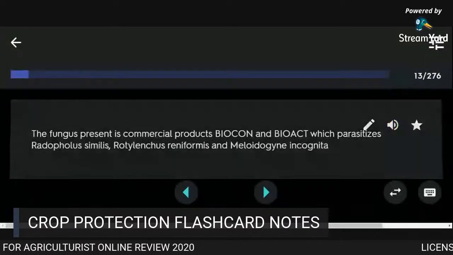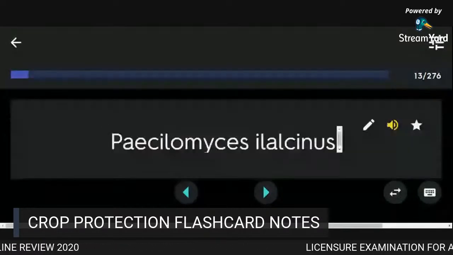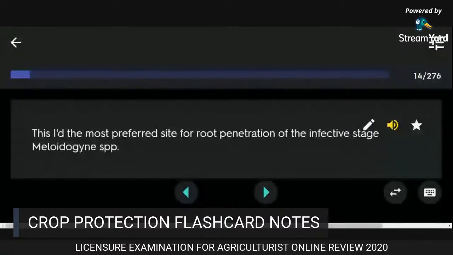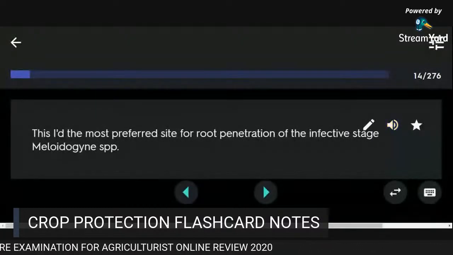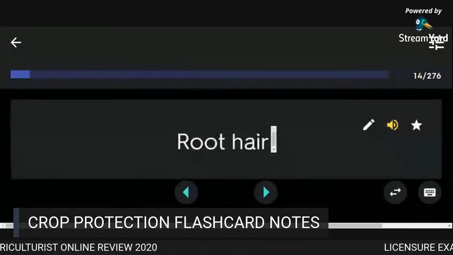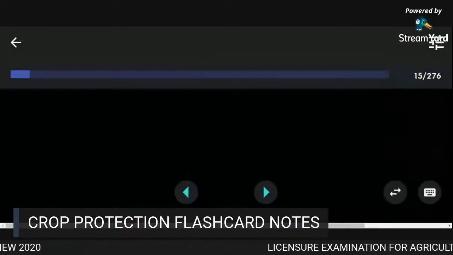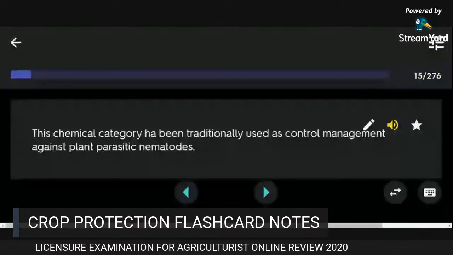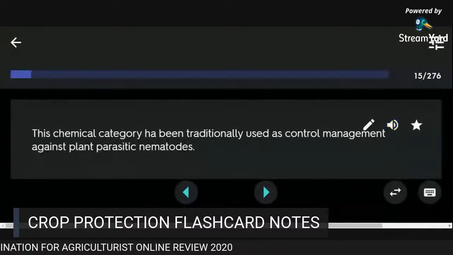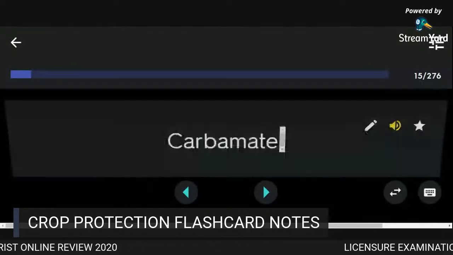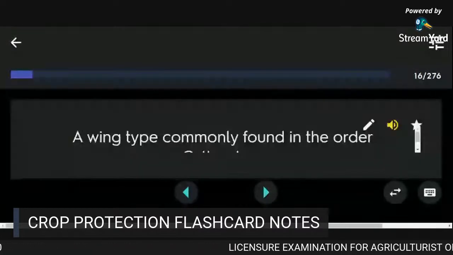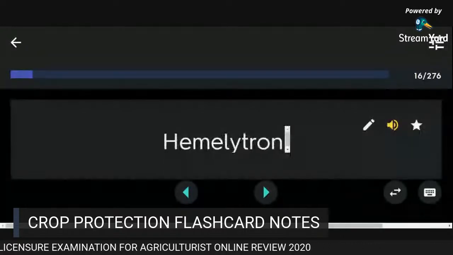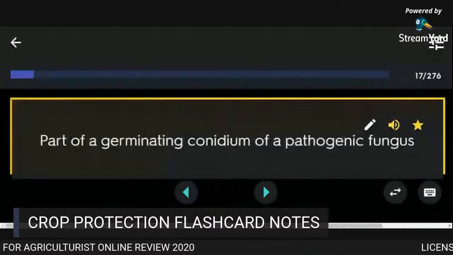Paecilomyces lilacinus. This is the most preferred site for root penetration of the infective stage of Meloidogyne spp. Root hair. This chemical category has been traditionally used as control management against plant parasitic nematodes. Carbamate. A wing type commonly found in the order Orthoptera. Hemelytron.